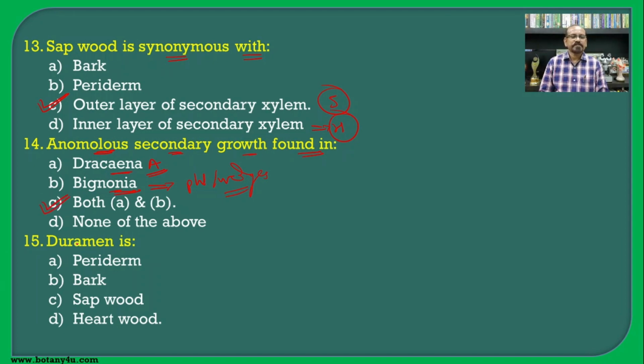Then duramen is the tissue or the secondary xylem which has durability, and if we see the secondary xylem or the wood having durability, that is the heartwood. So in the upcoming question we will also see why the heartwood is durable.